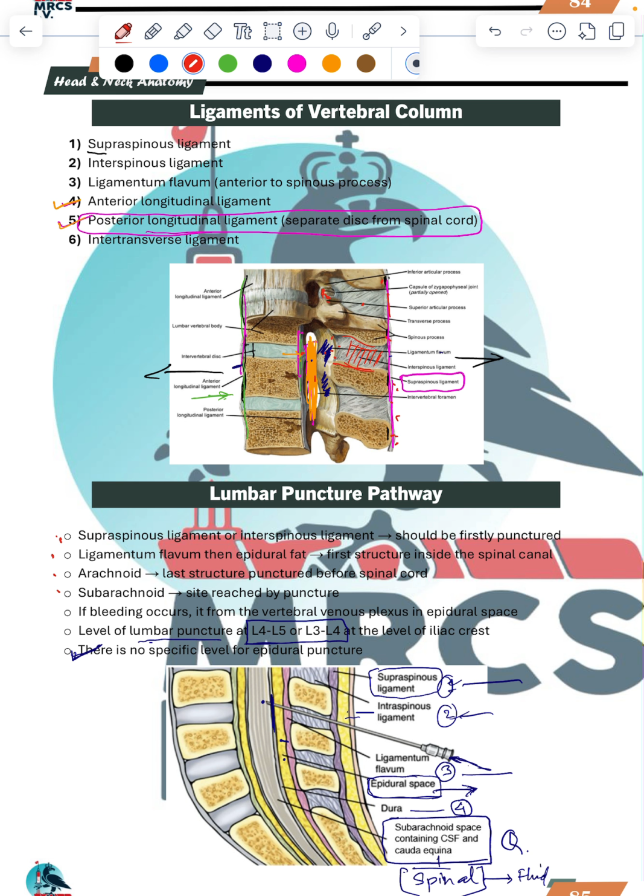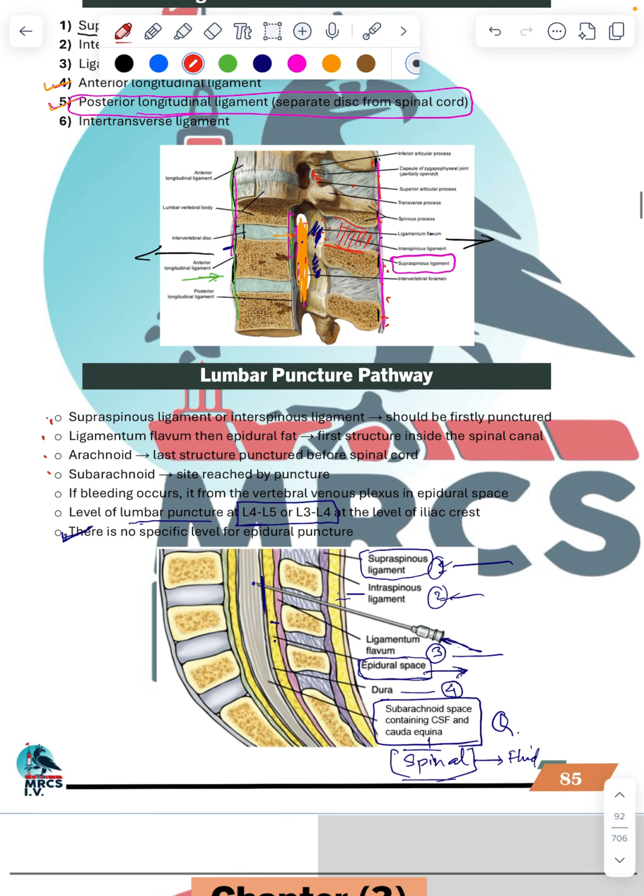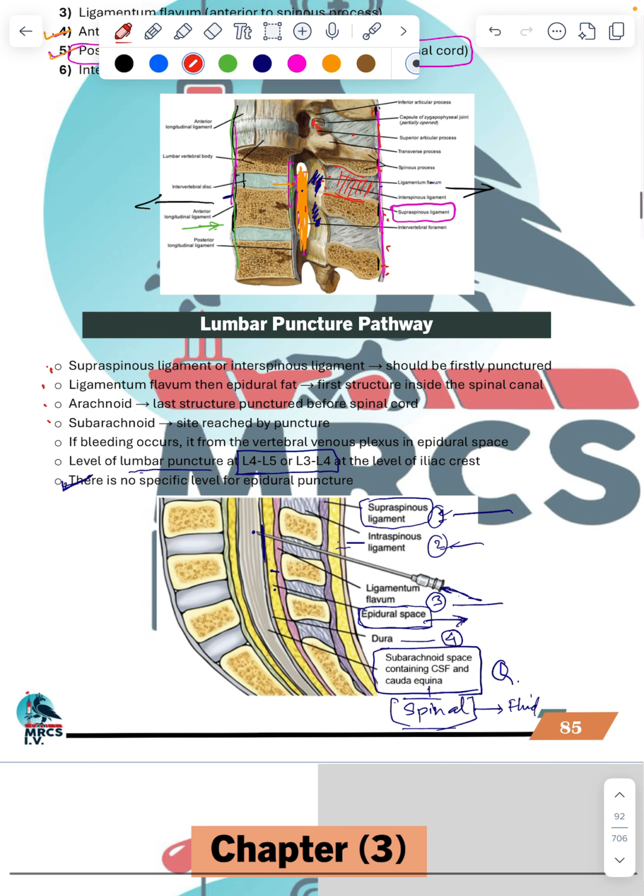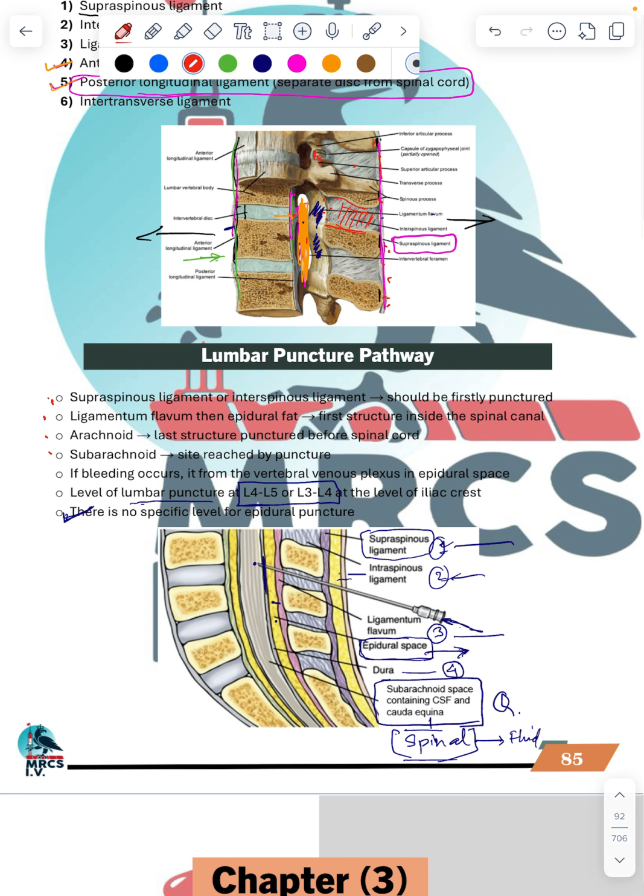If bleeding occurs, it is from the vertebral venous plexus in the epidural space. The level of lumbar puncture is L4-5 or L3-4, at the level of the iliac crest. There is no specific level for epidural puncture. So this was about the end of neuroanatomy.